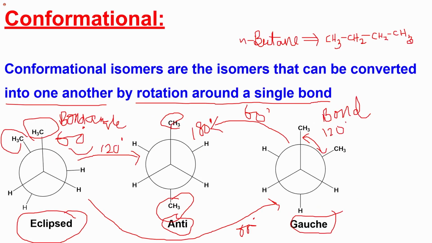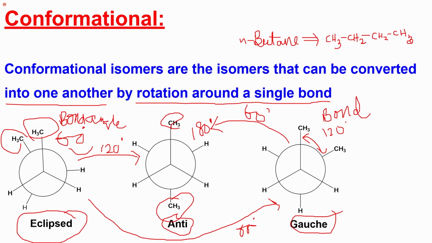So first we discussed the conformational isomer. What is a conformational isomer? The isomers which can be converted into one another by just rotation around a single bond. By rotation of a single bond, we can get the conformational isomer. There are three possibilities: one is the eclipsed isomer, the second is the gauche isomer, and the last is the anti isomer.